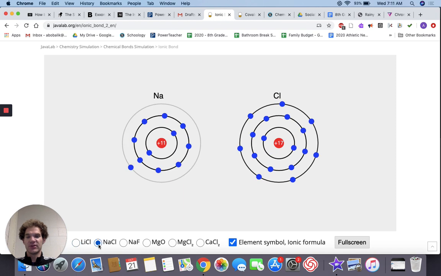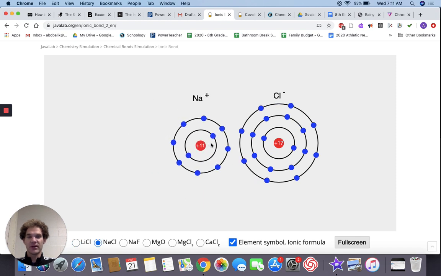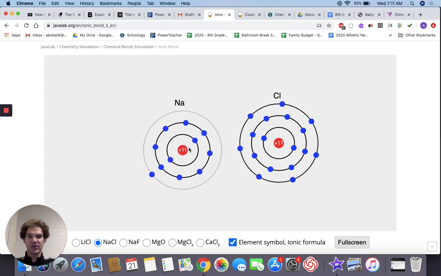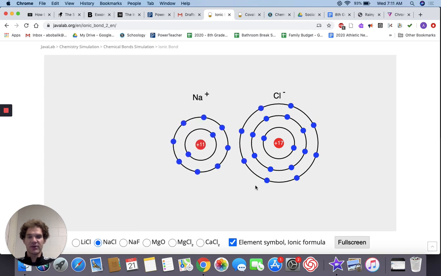And then you'll continue doing that for each one of these situations. Sodium and chlorine, sodium chloride. Again, you'll see the electron transfer. And they both have 8 in their outer shell. They're both happy.